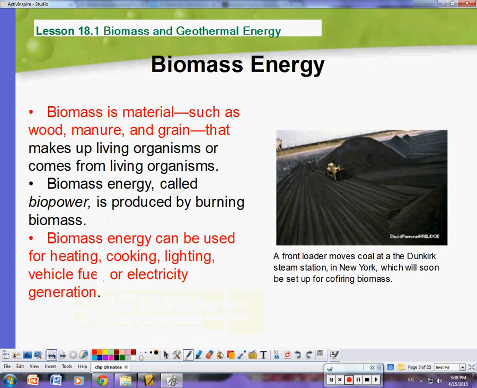The first one we're looking at is biomass energy, so that's your first bullet point. It is a material such as wood, manure, grain, basically biomass being any type of plant material, making up from living organisms. And we will burn it to boil water, to produce steam, to turn a turbine, to power a generator that's magnets around a coiled copper wire. Biomass can be used for heating, cooking, lighting, fuel, or electricity. But it has to be, we're burning something. So we're burning wood, very specifically.